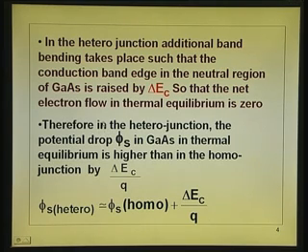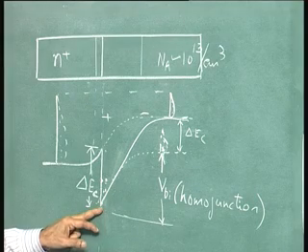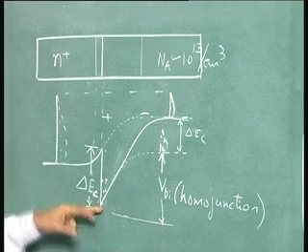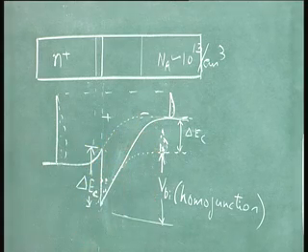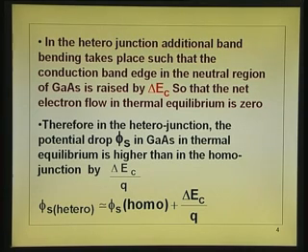Therefore, in the heterojunction, the potential phi s in gallium arsenide, please go back to this board and see the potential phi s here, the built-in potential there is actually larger than the built-in potential in a homojunction by an amount equal to delta E c by q. That is what is put in the form of an equation here: phi s in hetero is equal to phi s in homo plus delta E c by q.